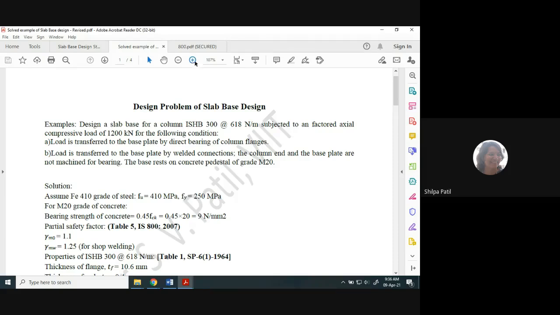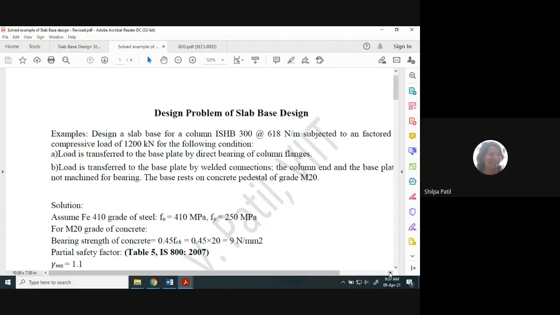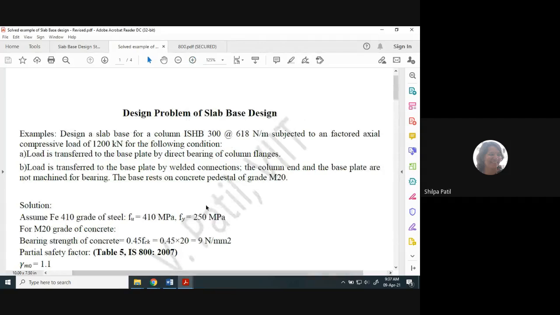Let us see here. Zoom it a little bit more. Design a slab base for a column ISHB 300 at 618 Newton per meter, subjected to a factored axial compressive load of 1200 kilonewton for the following conditions. Load is transferred to the base plate by direct bearing of column flanges. It means the column flanges are connected to the base plate directly. Directly means normally it is a direct bearing, that is, the entire load from the column is passed to the base.